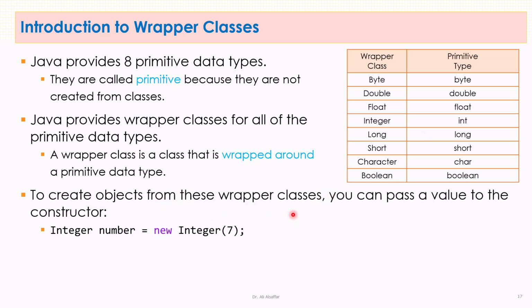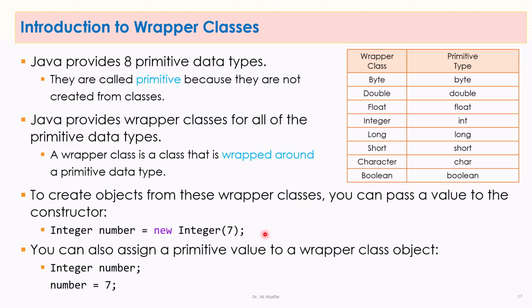To create an object from the wrapper class, you simply pass the value of the primitive data type to the constructor. And here is an example on how to create an object from the Integer data type. So the wrapper class Integer, the variable name, and here you are creating the object by supplying the primitive value 7 to the constructor.